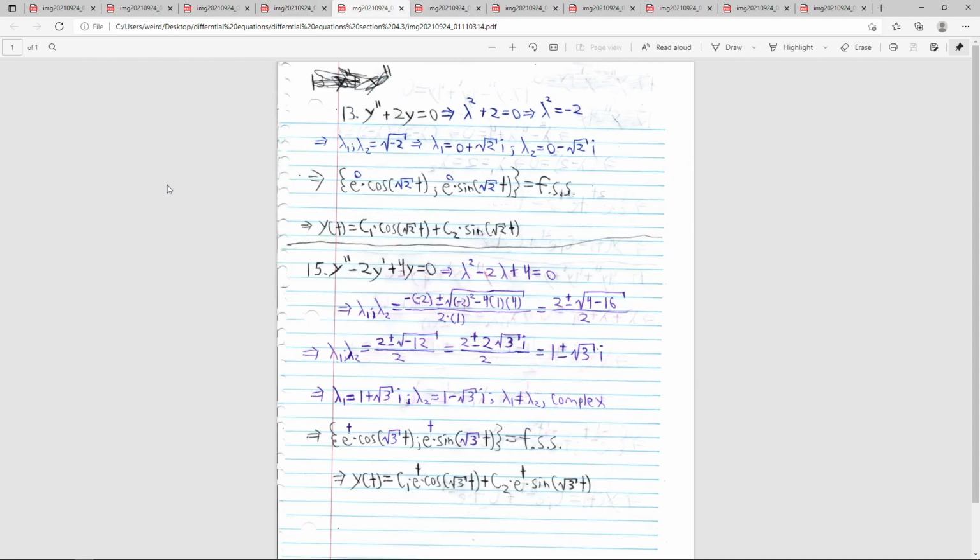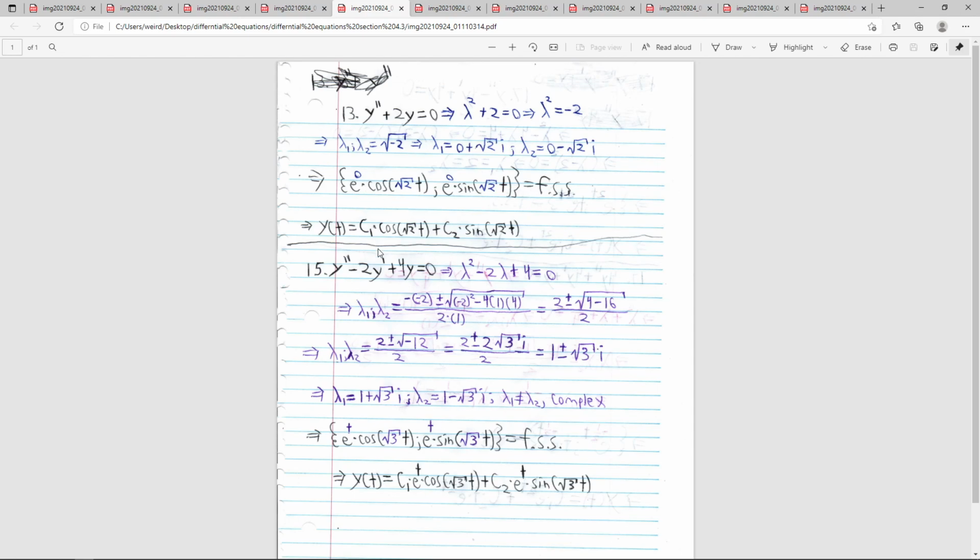And again, with more examples of this. y double prime plus 2y equals 0 means lambda squared plus 2 equals 0, so lambda squared equals negative 2. Take the square root. We have the square root of a negative number, so the square root of negative 2 is the square root of 2 times the square root of negative 1, is how you can theoretically think of it. And the square root of negative 1 is i. That's how it's defined. So that's why it's split up like that. So we have 0 plus square root of 2 times i and 0 minus square root of 2 times i.